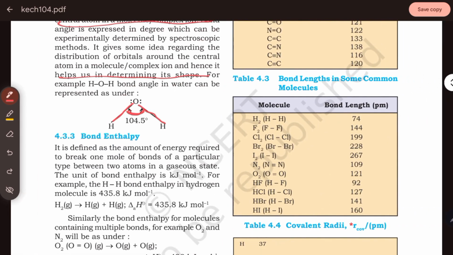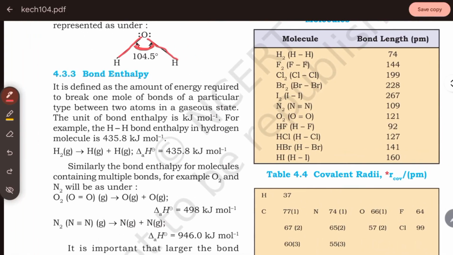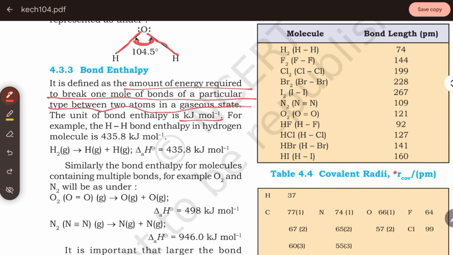Moving on to bond enthalpy. Enthalpy term actually goes with energy. So it is the amount of energy required to break 1 mole of bonds of a particular type between two atoms in the gaseous state, and its unit is kilojoule per mole. How much energy is required to break 1 mole of bonds in the gaseous state? That is known as bond enthalpy. So here if I say H2 gaseous, how much energy is required to break it to constituent atoms in the gaseous state? So this is the energy. When energy is required, it is always positive.